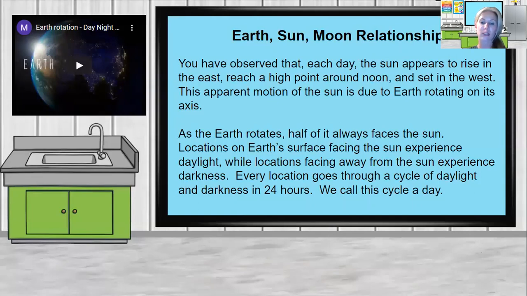reaches its highest point at noon and sets in the west. This apparent motion of the sun is due to Earth rotating on its axis. As the Earth rotates, half of it always faces the sun. Locations on Earth's surface facing the sun experience daylight, while locations facing away from the sun experience darkness. Every location goes through a cycle of daylight and darkness in 24 hours. We call this cycle day. This is something you are very familiar with as you've experienced days and nights your entire life.